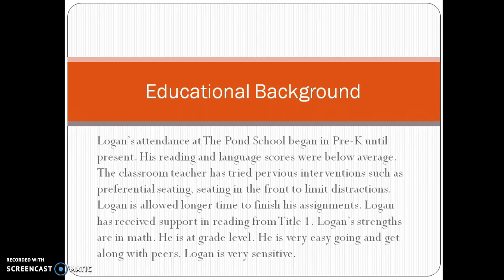Logan's strengths are in math. He is at grade level. He is very easygoing and gets along with peers. Logan is very sensitive.